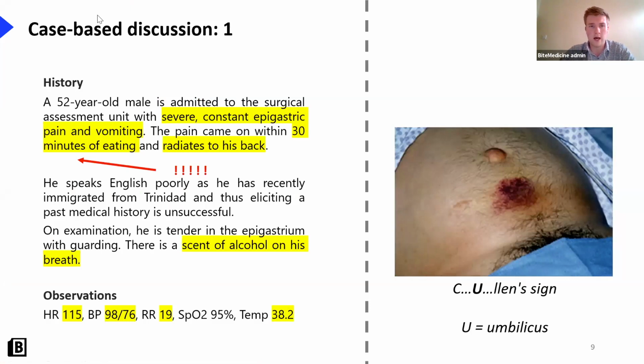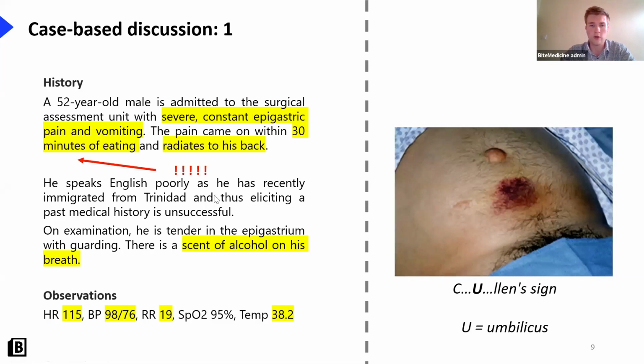Just for the keen-eyed among you, I've mentioned here about radiating to the back. What condition would we be concerned about where pain radiates to the back that could potentially be life-threatening and could mimic pancreatitis? Wonderful. Yeah. So I'm seeing it here. That's an AAA rupture. So, an abdominal aortic aneurysm rupture. So one to definitely consider in your differentials here.